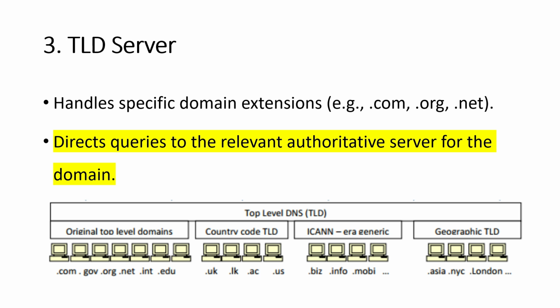After the root server, your query is directed to a TLD DNS server. These servers manage specific domain extensions. For example, if you are looking for a .com website, the TLD server for .com will guide your query to the next step.